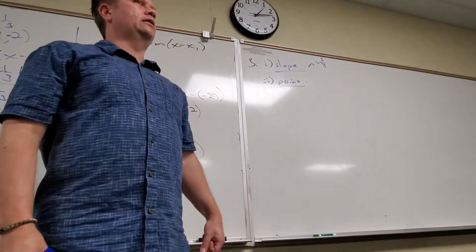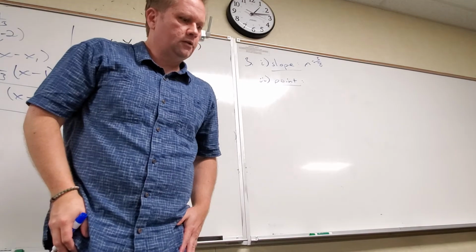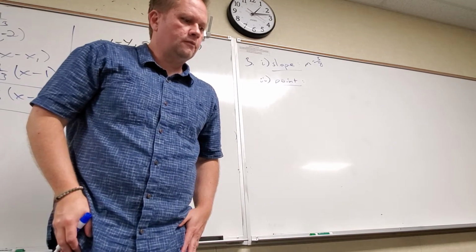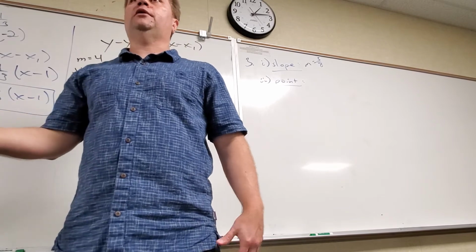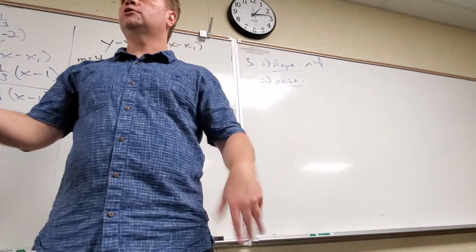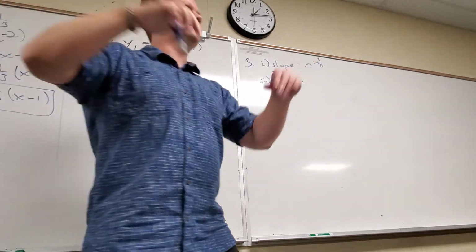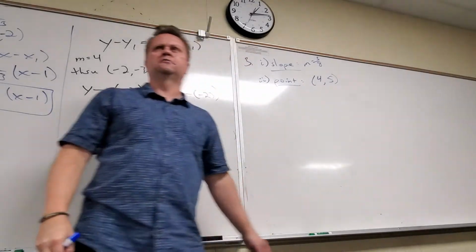And then now you got a choice. Which point do you want to pick? 4, 5. That's a good choice because there's no negatives in that point, right? Nothing wrong with the other point. It doesn't matter which one you use. We showed that earlier. You get the same equation. But I do recommend you use the one without negatives.